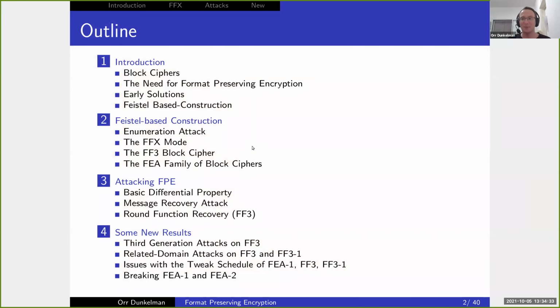So I'm going to start today on format preserving encryption. Let me just start sharing the slides. Hopefully I'm sharing the correct thing. Does everybody see the slides? I will assume yes. Yes, we can.